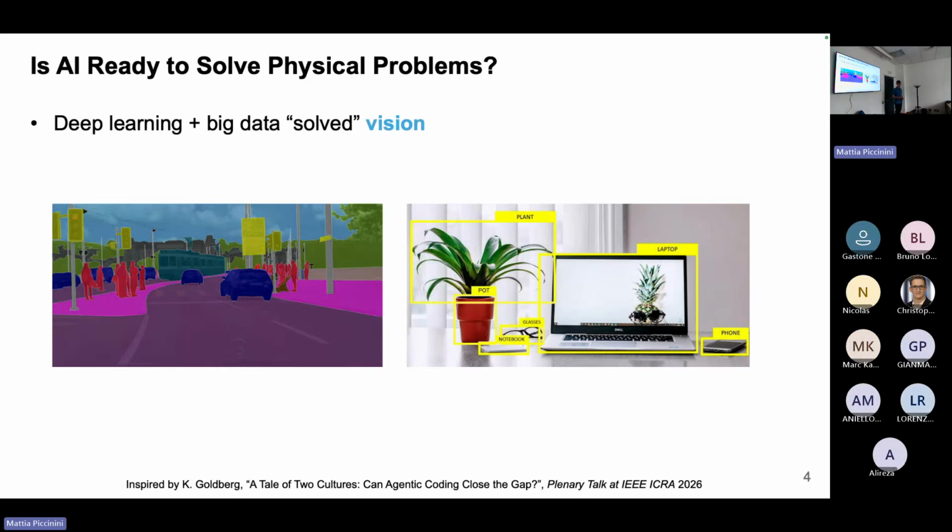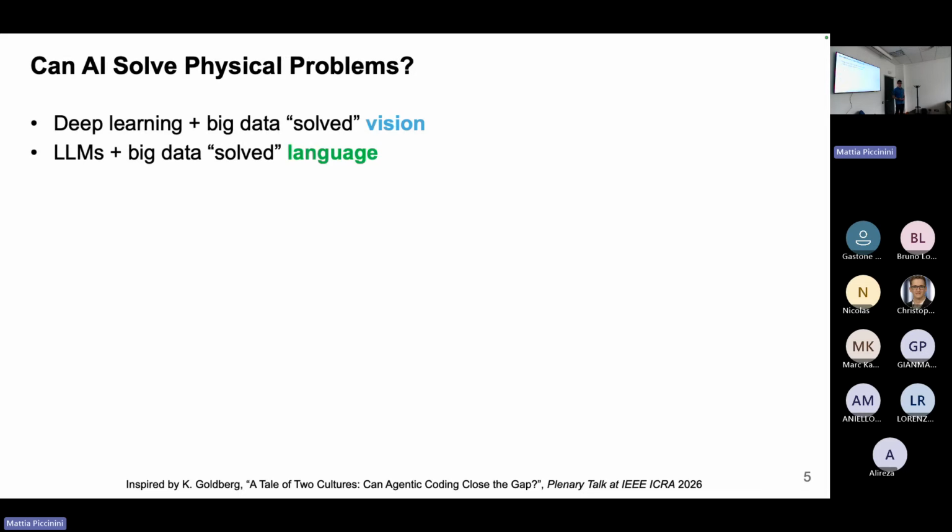So I think we can agree that vision is already a solved problem, right? As long as we have deep learning and as long as we have big data. We can say something similar for language, yeah? Large language models, LLMs, in combination with big data, internet scale data, are solving language, right?